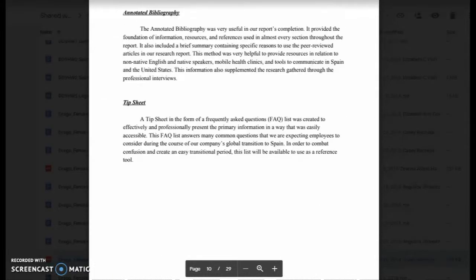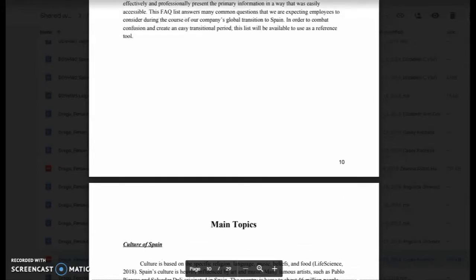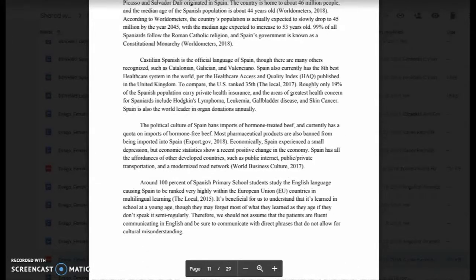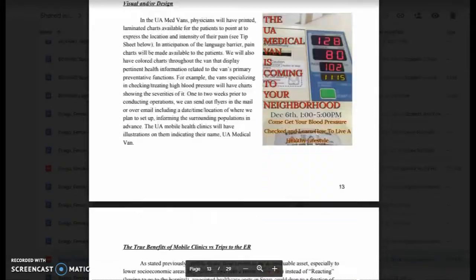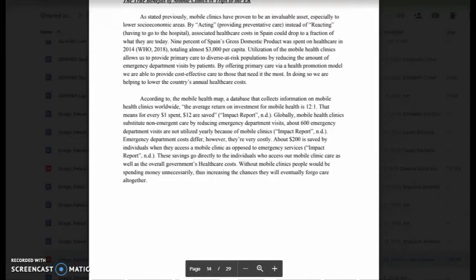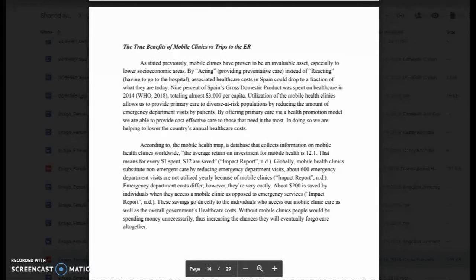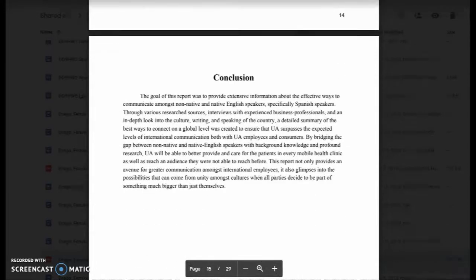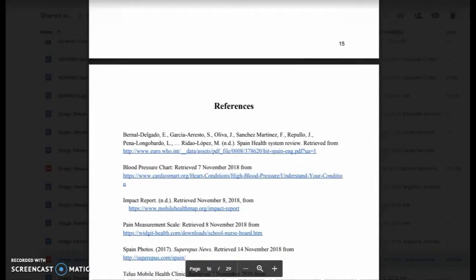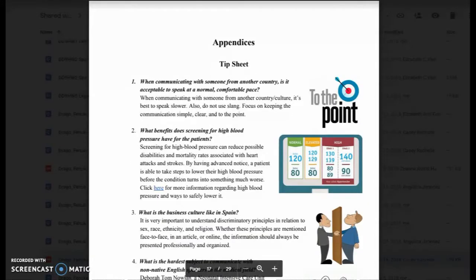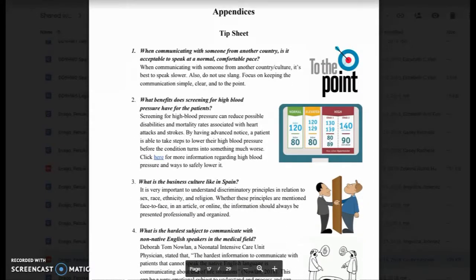technology and things of that nature that we use to get the information, and then the different main topics associated with the project for writing, speaking, helping the patients visualize. And then, as you see here as well, the true benefits of mobile clinics versus trips to the ER, that was a key point as well, followed by a detailed conclusion, some references, and then here is page 17, that tip sheet that I wanted to focus on, because the tip sheet really helps us learn one of the major student learning objectives for the class called design strategies.